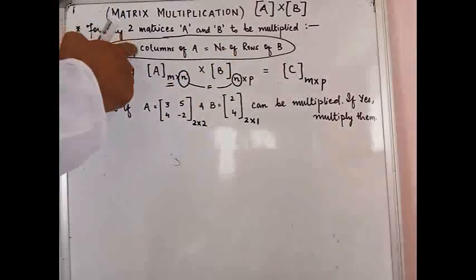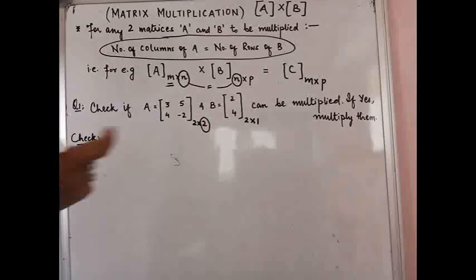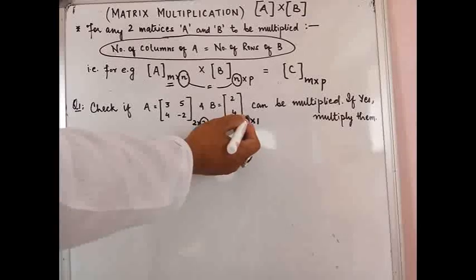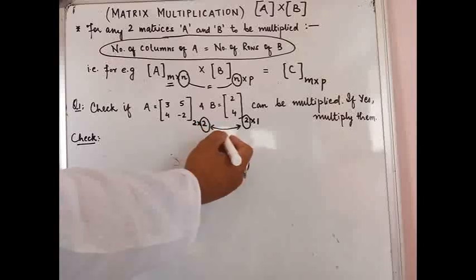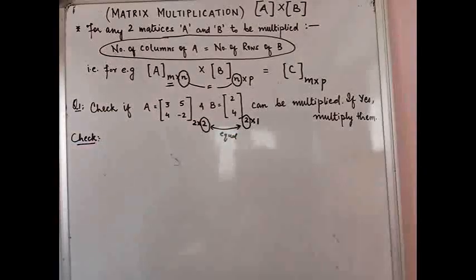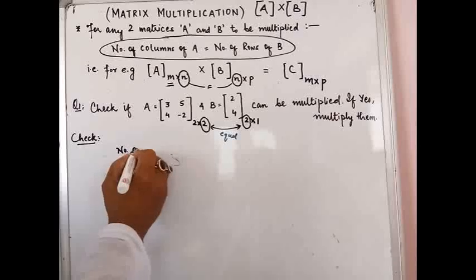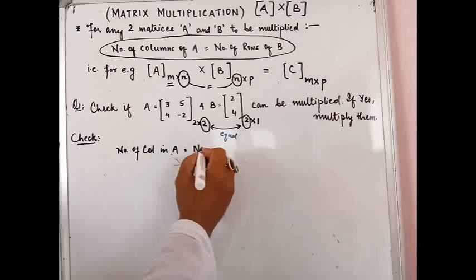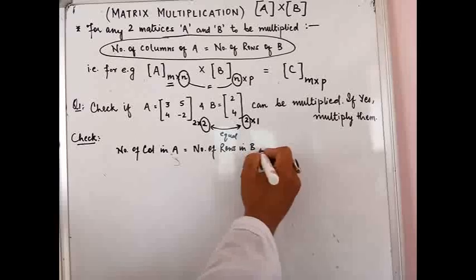What is the rule? The number of columns of the first matrix, which is this 2, should be equal to the number of rows of the second matrix. The number of rows of the second matrix is also 2. So these two are matching, these two are equal to each other. Therefore, matrix multiplication is possible. So you will write that the number of columns in matrix A is equal to the number of rows in matrix B.